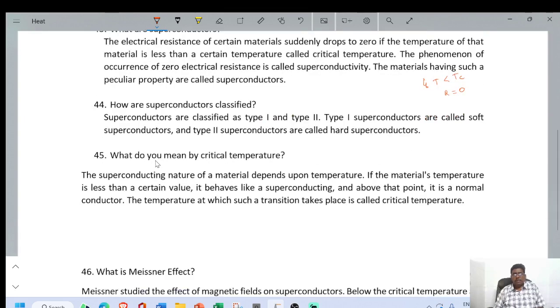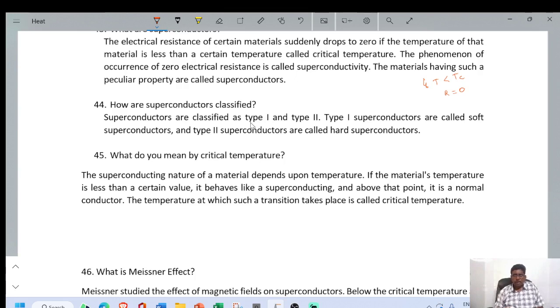How are superconductors classified? Superconductors are classified as type 1 and type 2. Type 1 superconductors are called soft superconductors and type 2 superconductors are called hard superconductors. What do you mean by critical temperature?